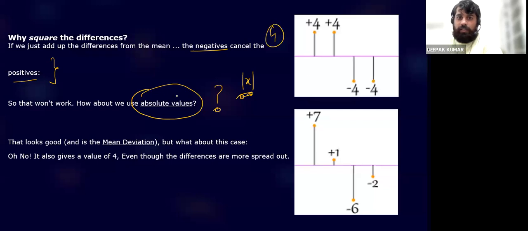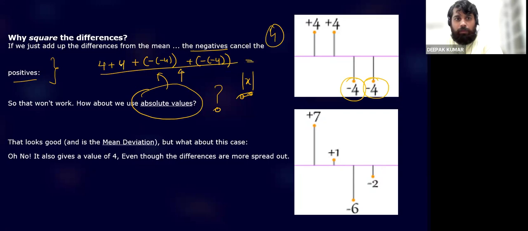But say if I add them, plus 4, plus of minus 4. Why am I doing that? Because modulus is applied over them, divided by 4. So this adds up to 4 plus 4 plus 4 plus 4, 16. 16 divided by 4 becomes simply 4.